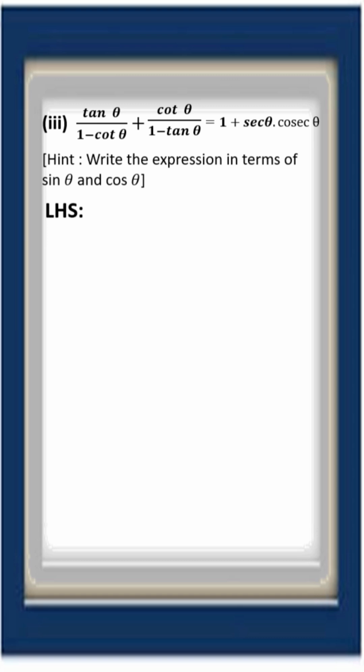Now the LHS is tan theta upon 1 minus cot theta plus cot theta upon 1 minus tan theta. It is the LHS. Now let us convert tan theta in terms of sin theta and cos theta.